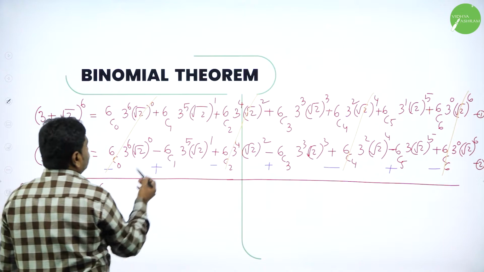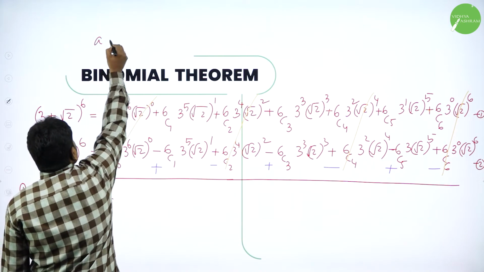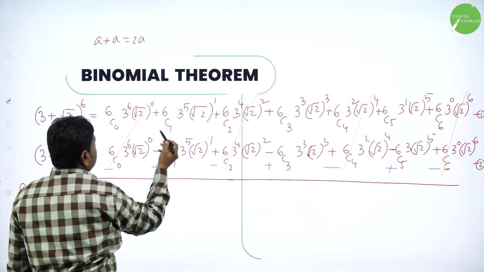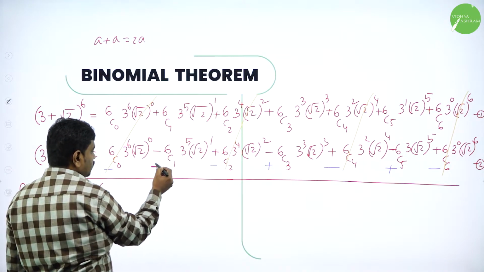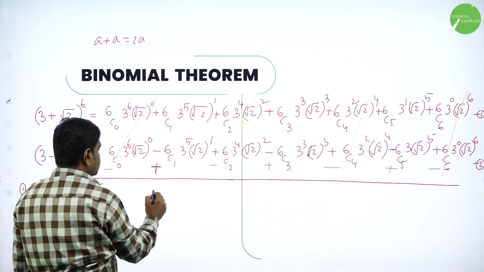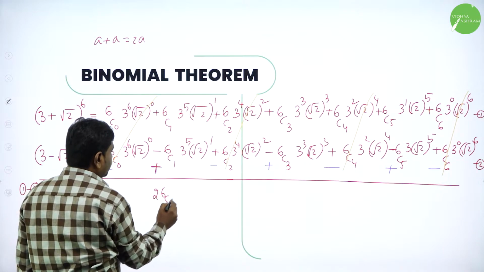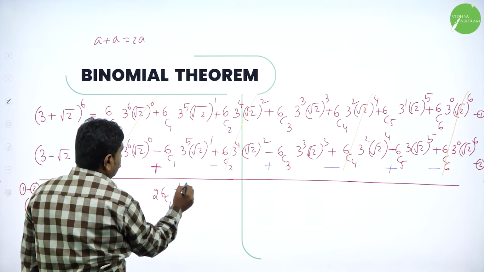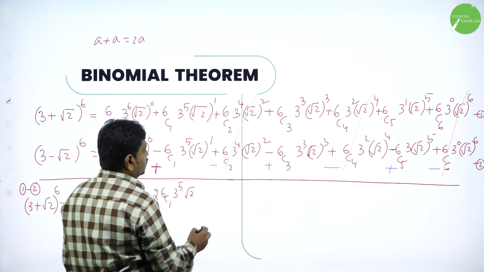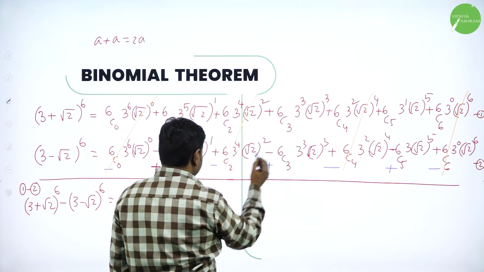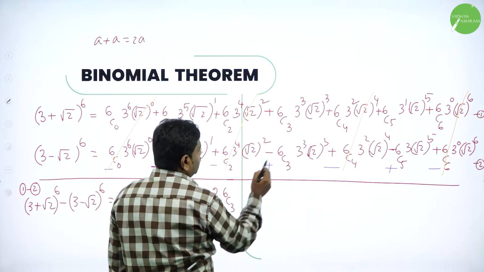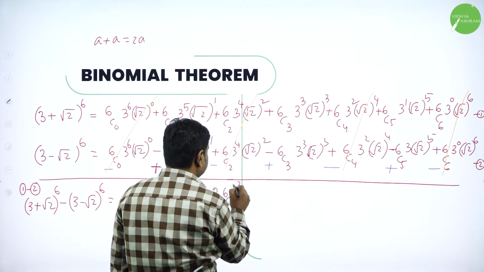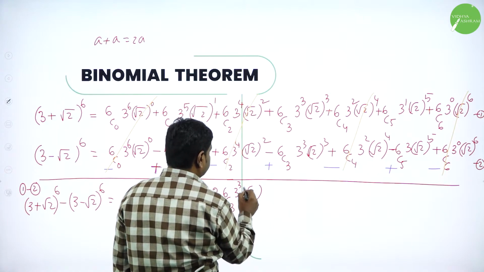Like terms. So now A plus A. What is A plus A? All of you know A plus A is 2A. Similarly, 6C1, and after you change the sign, it is plus now. 6C1 plus 6C1 is 2 times 6C1. Remaining, what is the 3 power 5? Root 2 power 1 means root 2. Then similarly, 6C3 plus 6C3, that is 2 times 6C3. And whatever, 3 cube, root 2 cube.